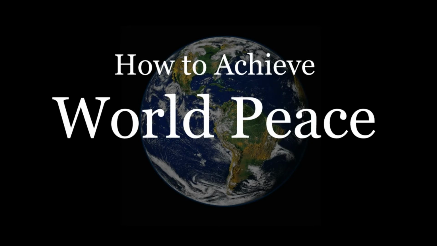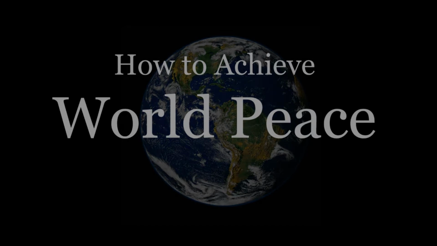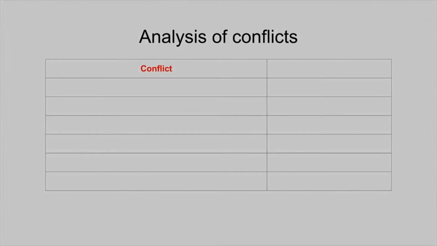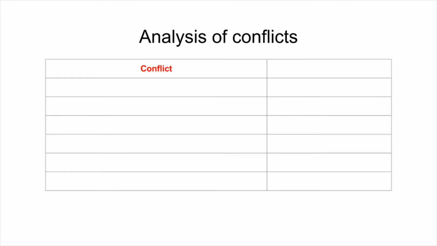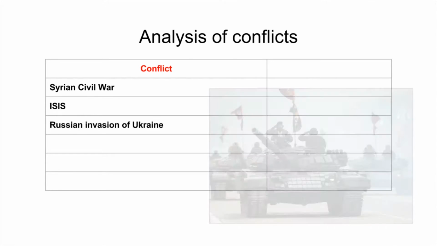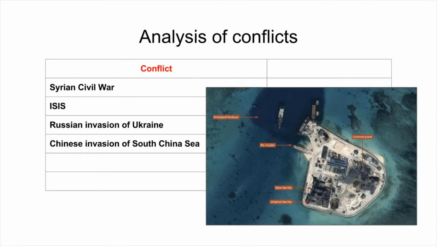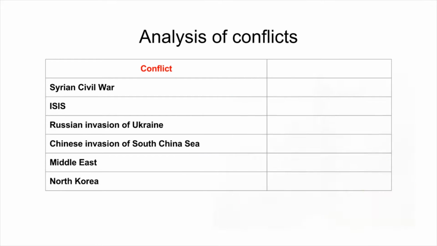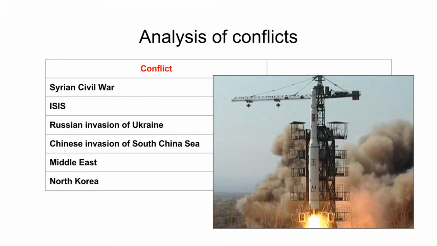How to achieve world peace. To have peace, we will need less war. So let's start with an analysis of global conflicts. We have the Syrian civil war, ISIS, Russia's invasion of Ukraine, China's military buildup in the South China Sea, the Middle East, and of course North Korea's increasing nuclear threat.